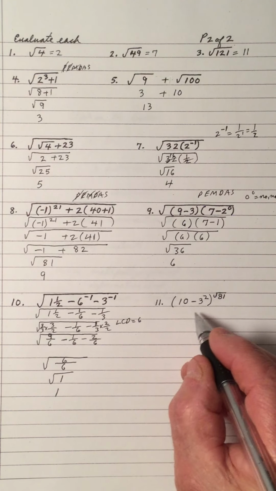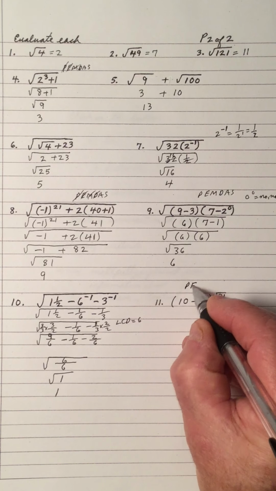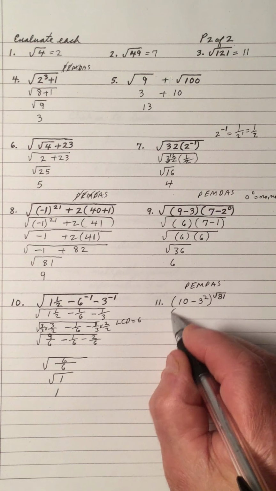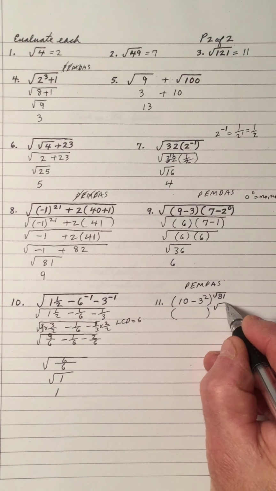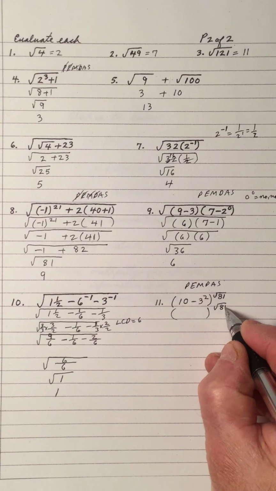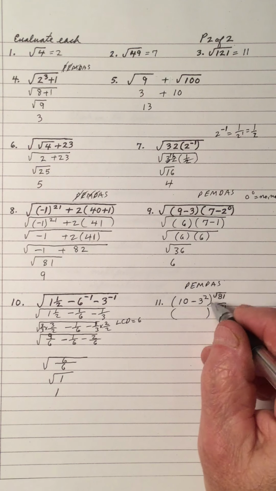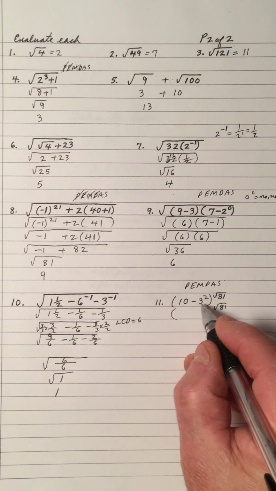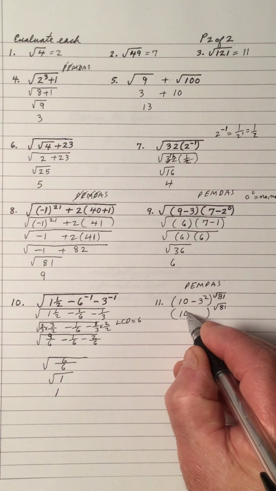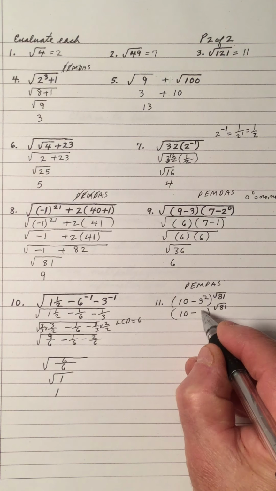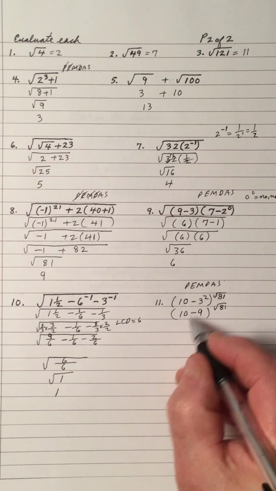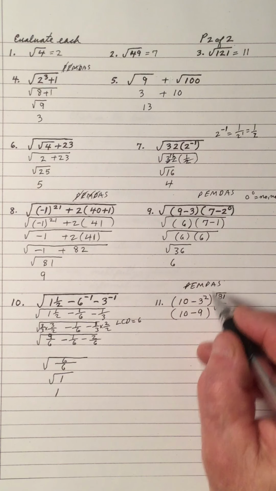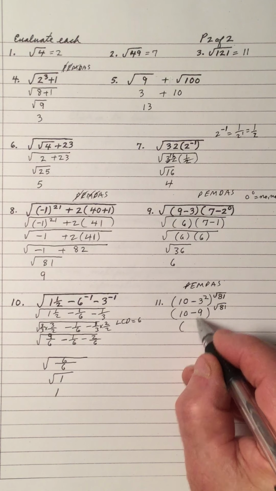And number 11, we have PEMDAS. We always do the inside of the brackets first. That's the square root of 81. But I have the square root of 81 now as an exponent or power. And inside of this bracket, I have to do the exponent first. So 3 squared, 3 times 3 is 9. And I continue to do the bracket. So 10 minus 9 is 1.